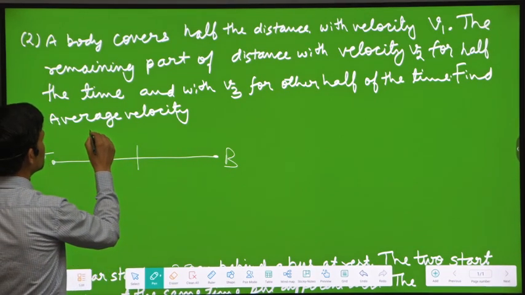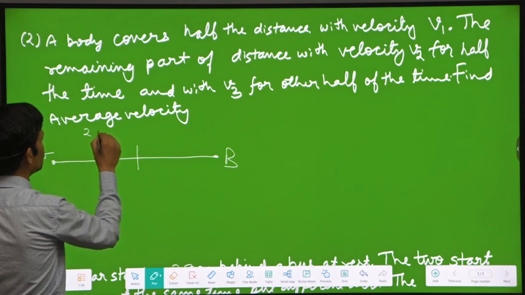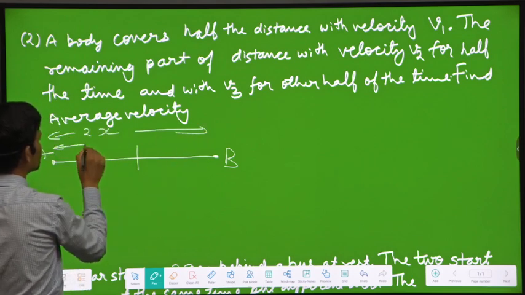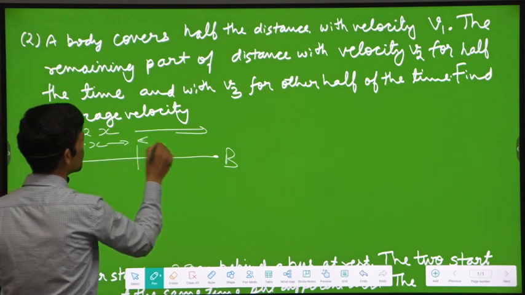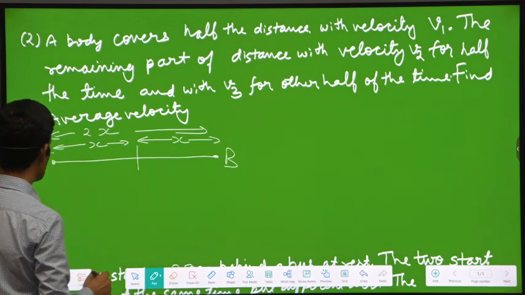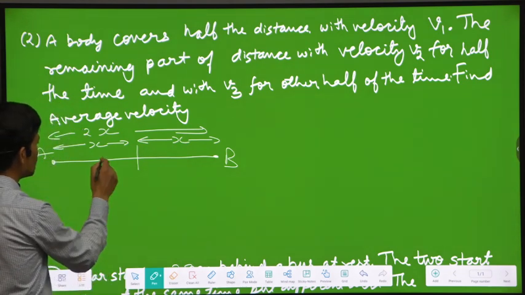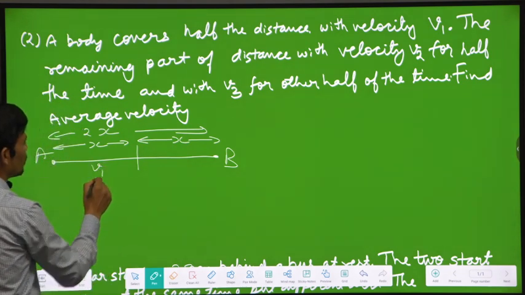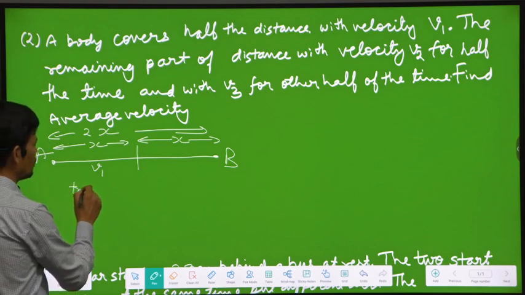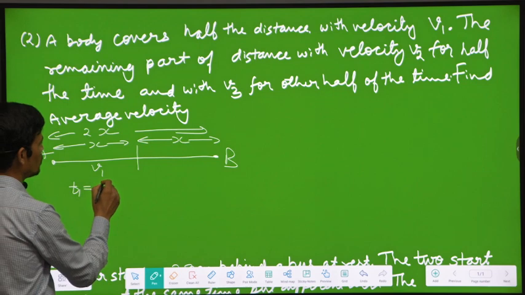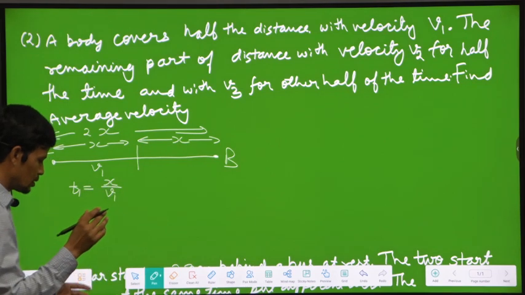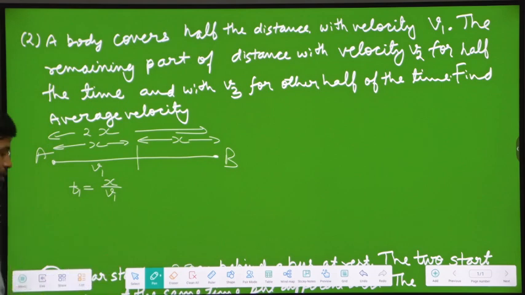Let us suppose the distance is 2x. So here it is x, and the other half is again x, and in this it is traveling with velocity v1. So the time taken here will be t1, that is equal to distance by speed. So half the work we have done.